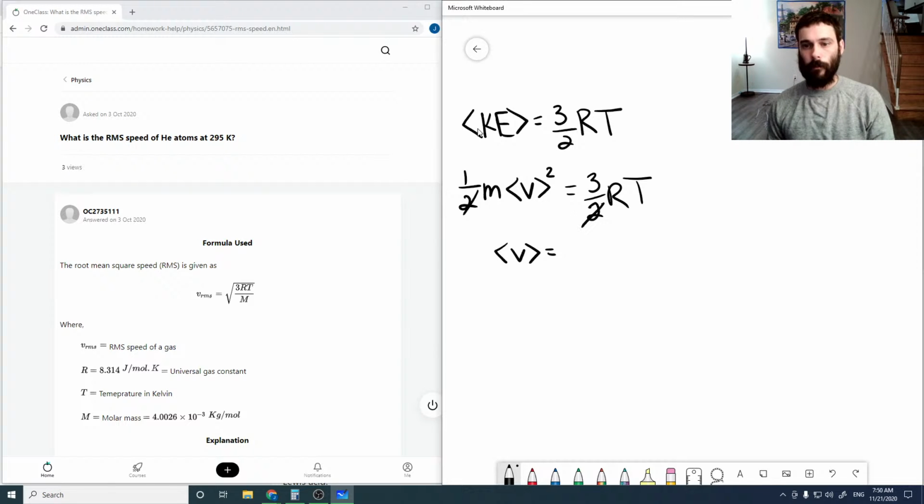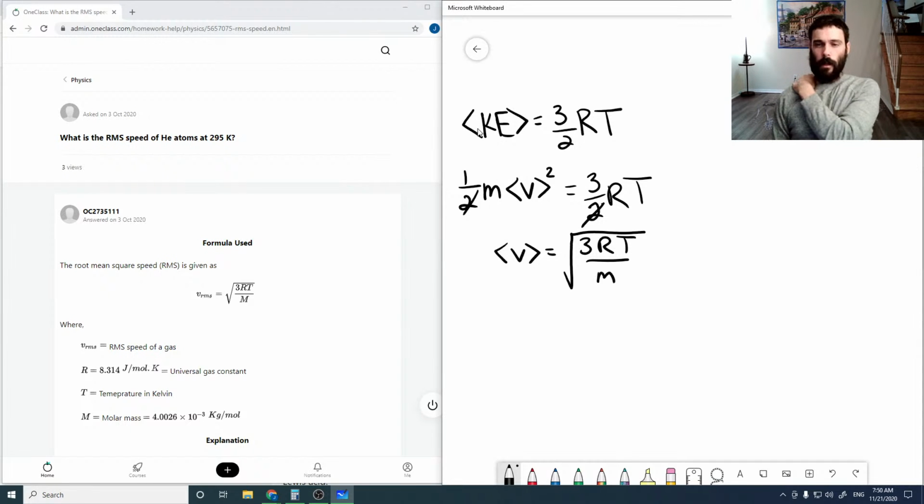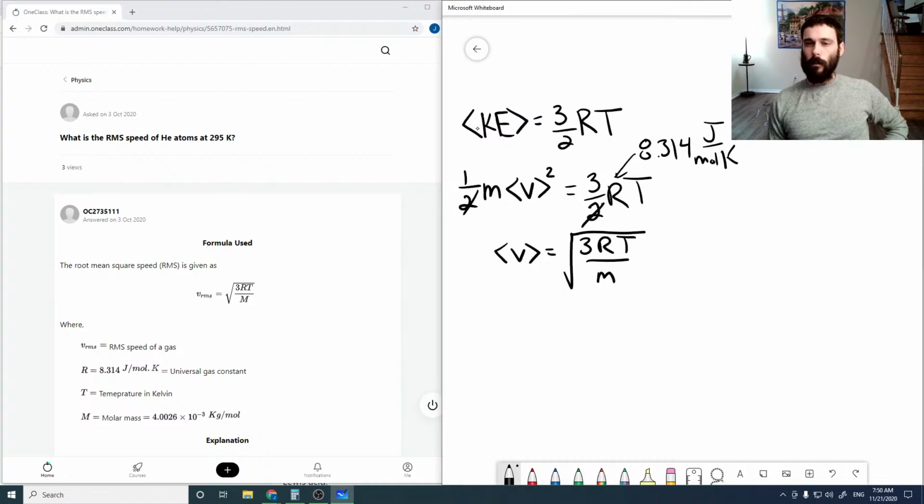These 2's will cancel, and we get the square root of 3RT over m. So we have our temperature. This is our gas constant, which is 8.314 joules per mole Kelvin. I believe that's right. Yeah. That's our temperature given in the question as 295 Kelvin. And this is our mass of a helium atom.